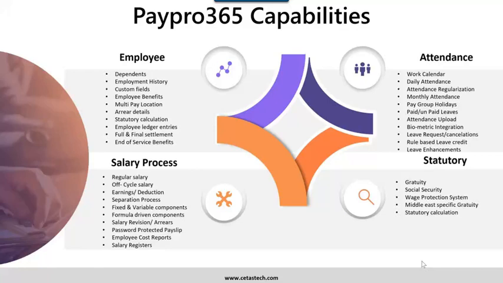Formula-driven components are where you want to set up, from the total salary, 60% should be my basic, 40% should be my HRA, and you could have another 10% defined as my other allowances. So those kind of things can be captured here.